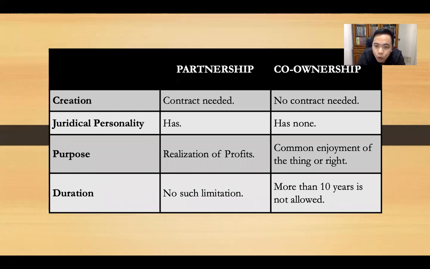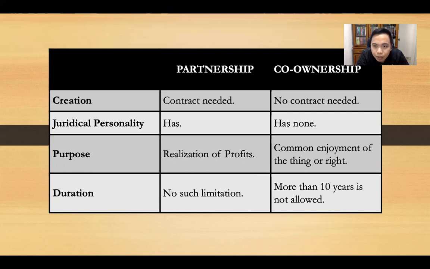On the other hand, co-ownership, class, does not need a contract to exist because co-ownership is created by operation of law. Dun sa example ko kanina, pag minana ni ABC yung house and lot ng parents niya, they need not execute a contract for co-ownership to exist, because co-ownership exists by operation of law. Tandaan niya, class, ano yung batas na tinatawag dyan? When you say by operation of law, by the death of the person, the properties, rights, and obligation of a person is transmitted to his or her heirs. Ito yung sinasabi nating by operation or by provision of the law.